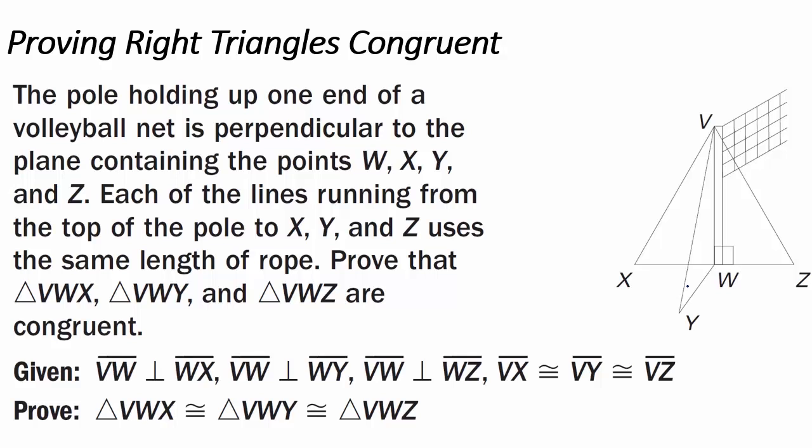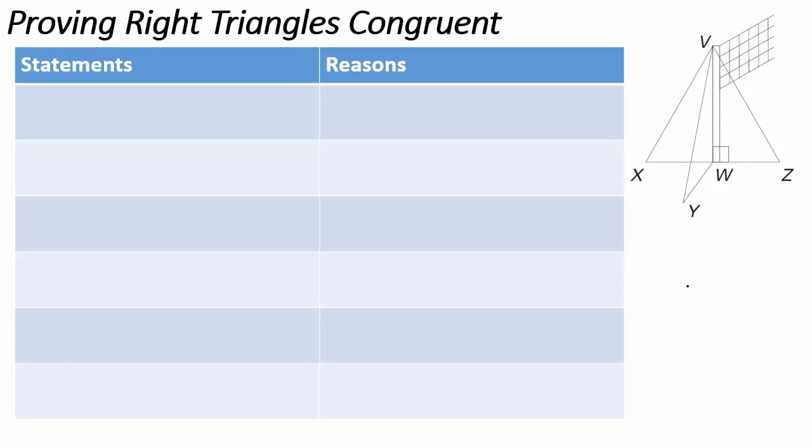The notes do this proof in the form of a paragraph. We are just going to do it in the form of a 2-column proof. To start, I'm going to redraw my 3 triangles. So I'm going to separate these 3 triangles so I have better information about it. So here are my 3 triangles that are broken apart so I can see each triangle separately.